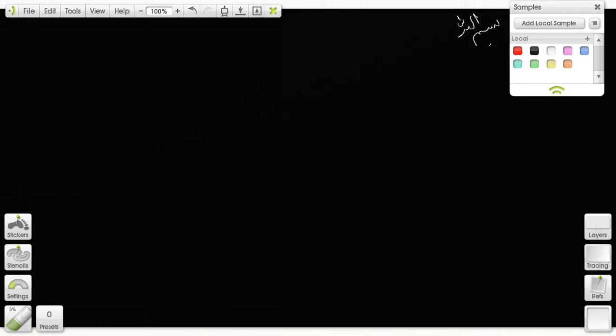I'll give you an example. What do you mean by simplifying radical expression? I'm not simplifying no radical expression, right?